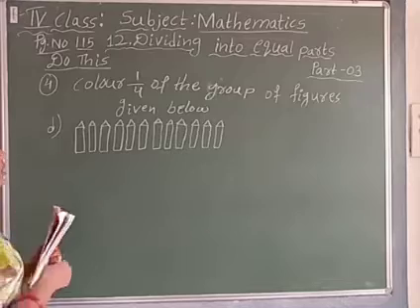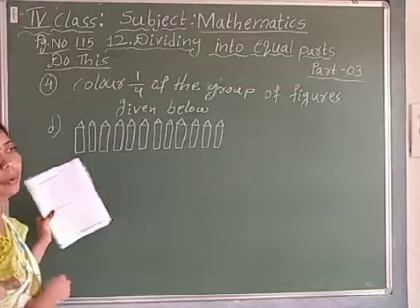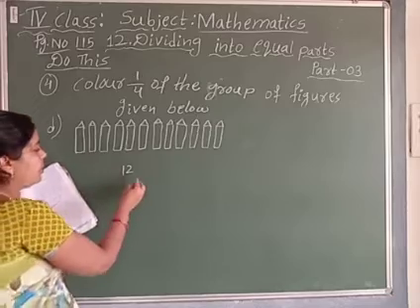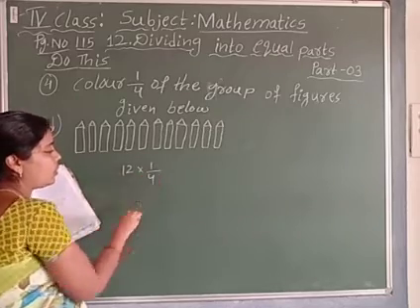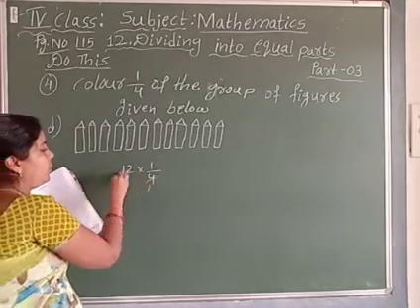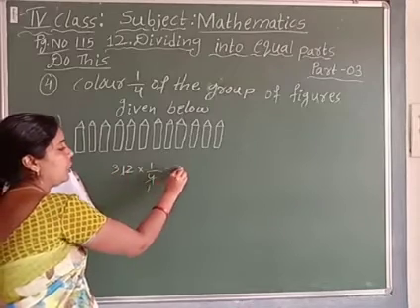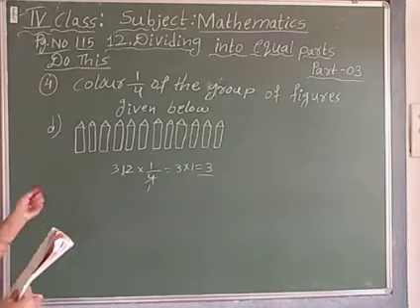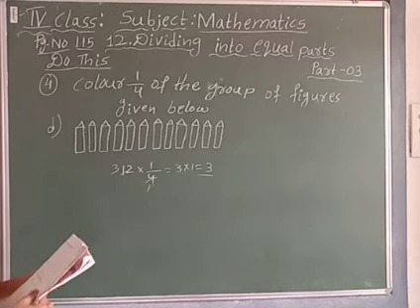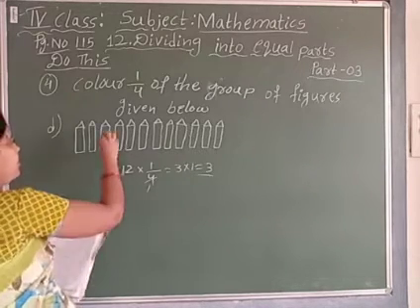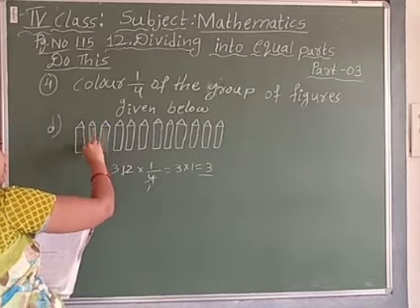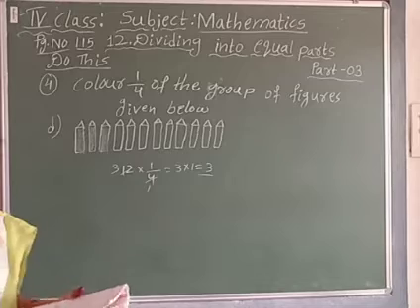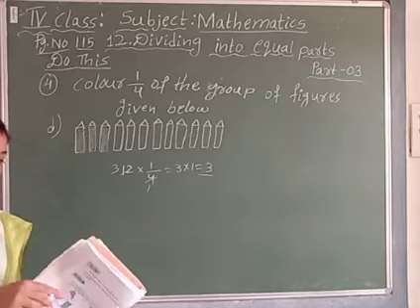12. In the 12 parts, so 1 by 4 part. See here, 12 parts, 1 by 4 part, 12 into 1 by 4 we will do, no? 4 1 is 4, 4 3 is 12. So 3 1 is 3. So any 3 pencils we will do, means 1 by 4 part will become 3. So we will do it like that. Okay. Next page, page number 116.